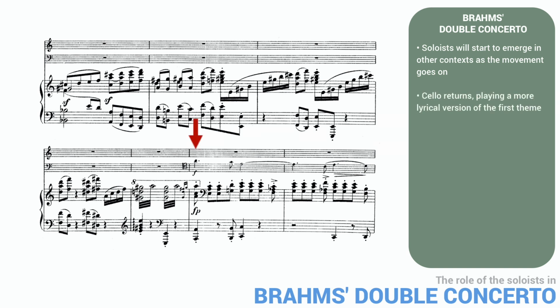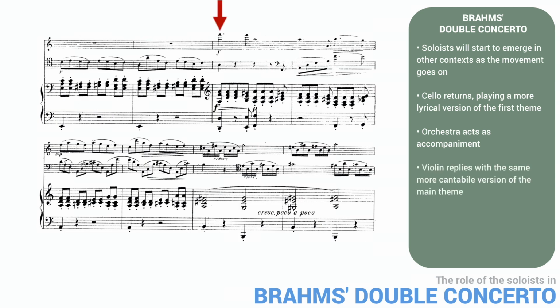When the cello returns, it's playing a more lyrical version of the first theme, and for the first time, the orchestra, strings only, acts as accompaniment. After a few bars, the violin replies with the same cantabile version of the main theme in a higher register. The orchestra continues to accompany. What does the cello do now? It provides a little counterpoint.